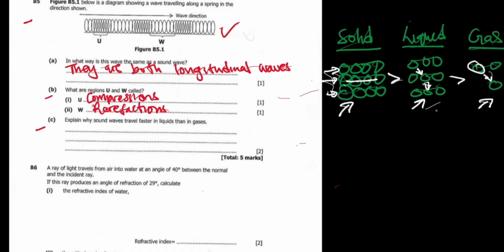So make sure you understand that, because you might be given, let's say, steel and water, and they ask you to state which material is going to transfer sound at a faster rate. So you know that in solids, sound is going to travel much faster than in liquids and gases.